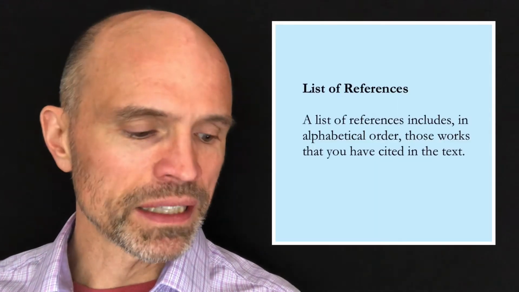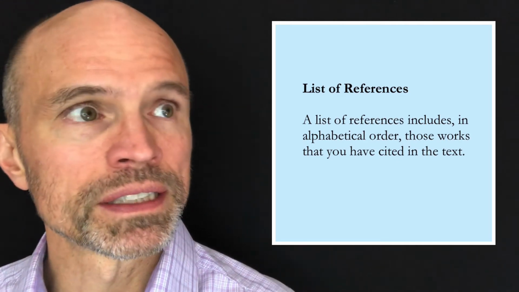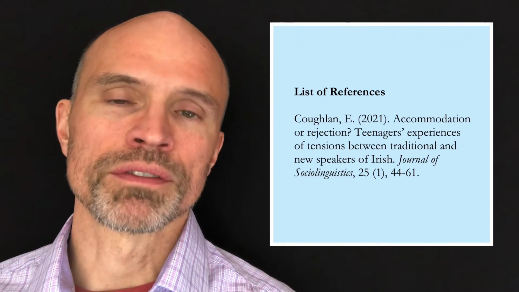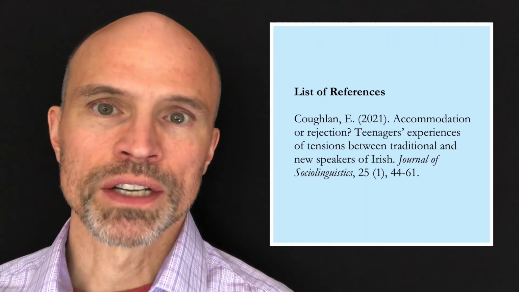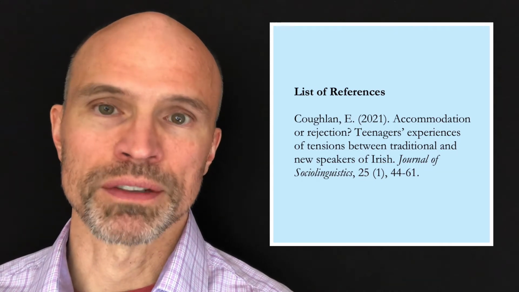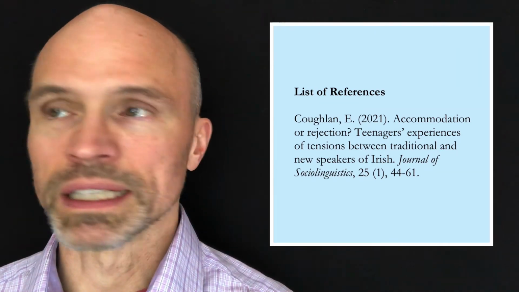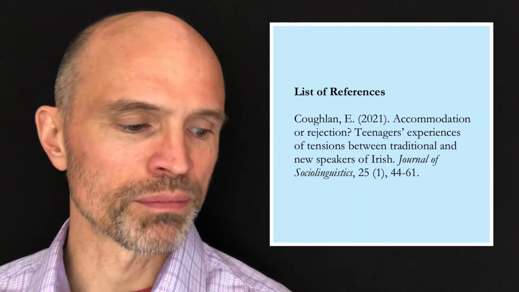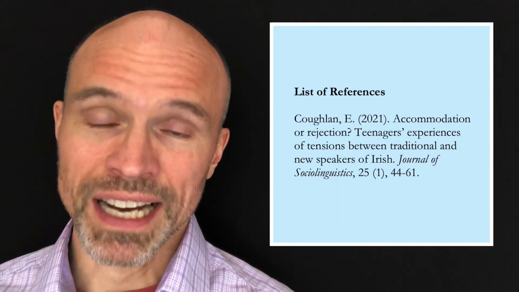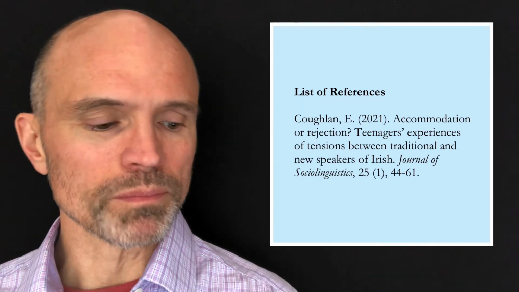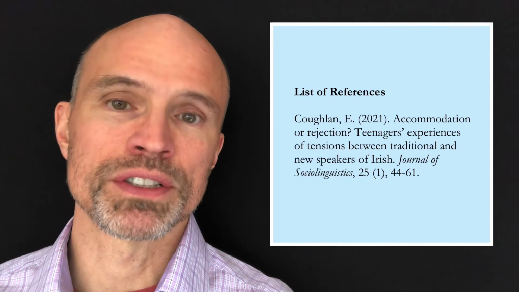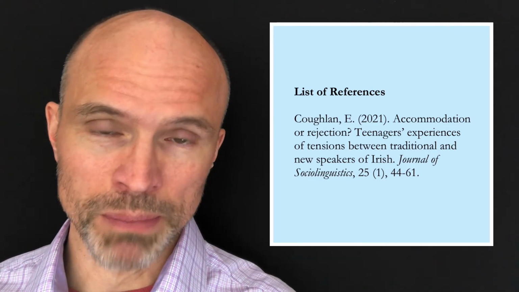Good. Finally, for the list of references, we have something as appears at right here, where you see the full information that would allow a reader to find this source if they wanted to. We see the author's name, Colin, and the first initial. You see the year of publication. You see the title of the article. Then in italics, you see Journal of Sociolinguistics. This is the journal in which the article was published.